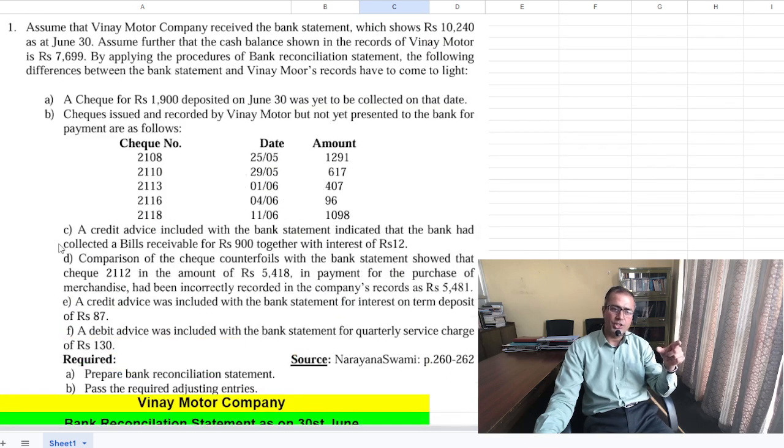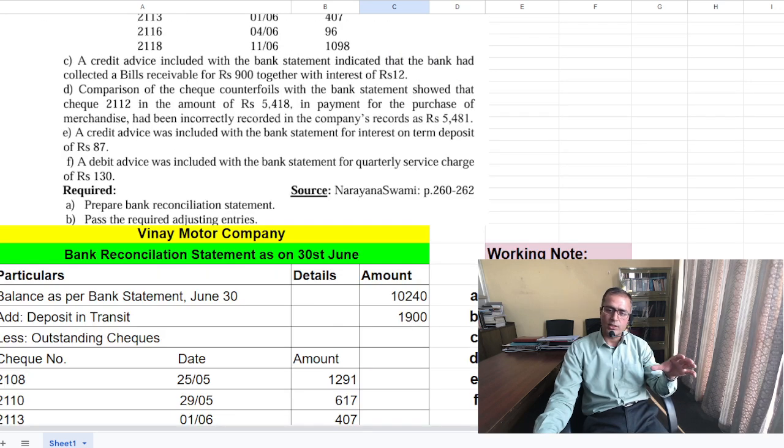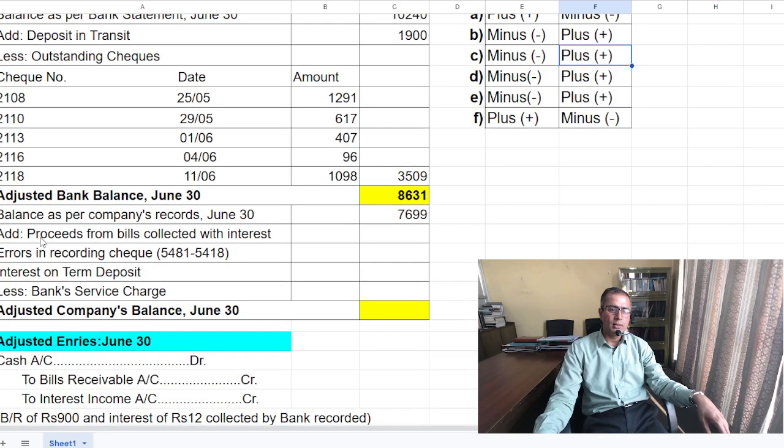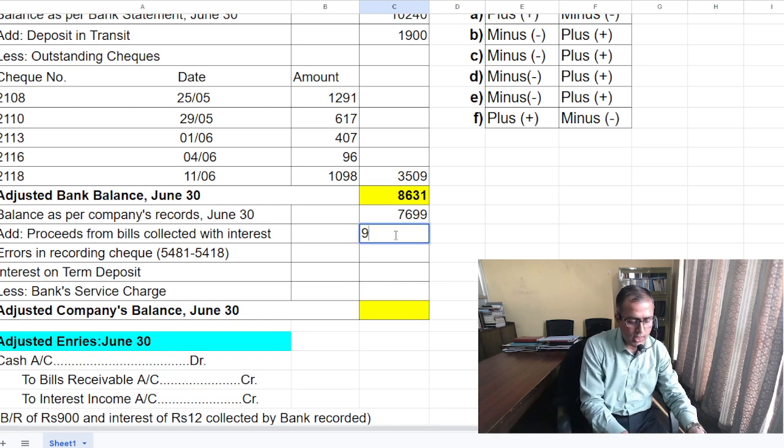Now the balance as per company record is 7,699. Now let's move to case C, the credit advice included with the bank statement indicated the bank collected bills receivable of 900 with interest. That means the bank collected the receivable with interest, so the passbook would be plus and the cash book would be minus. But remember, this is the working note. Now when you are adjusting all this at the company, look at the situation of the passbook. It is plus, so you would have proceeds from the bills collected together with the interest, which is 900 plus 12, that is 912.